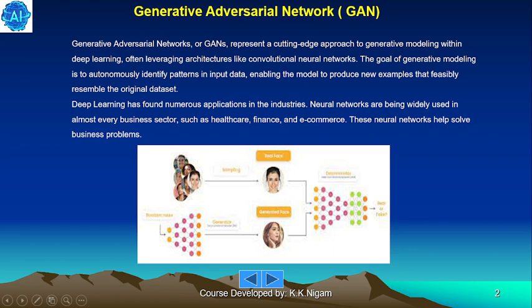Deep learning has found numerous applications in the industries. Neural networks are being widely used in almost every business sector, such as healthcare, finance, e-commerce. These neural networks also solve business problems.